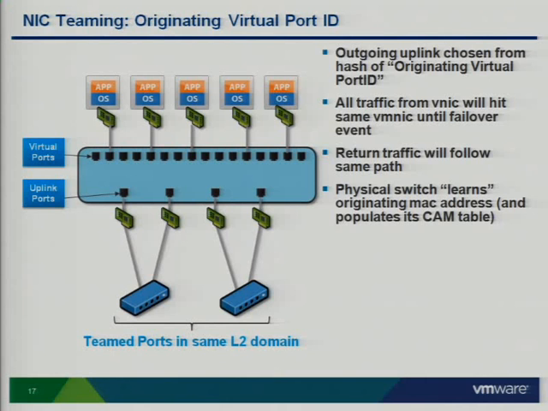Basically, all the traffic from a VNIC will hit the same VMNIC until a failover event. A failover event is basically when one of the pNICs goes down or something like that. In this case, the return traffic will always follow the same path. That is, if this VNIC goes through this physical port, then the physical switch is going to learn the source MAC address, and when the traffic returns from the physical network, it's going to follow exactly the same path. So we depend on the physical switch being a learning switch.